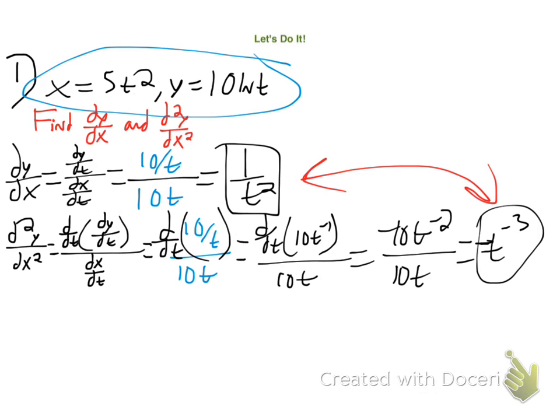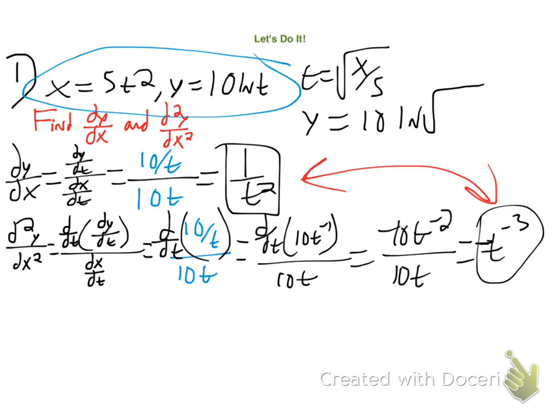And so what that would look like is, I mean, this is a little bit of a mess. t equals the square root of x over 5, right? Solving for t in the first equation, and then you can plug that into this equation. So you have y equals 10 natural log of the square root of x over 5. That's slightly problematic in a way, slightly a bit annoying. But this is what your non-parametrically defined function would look like, the equivalent, basically.